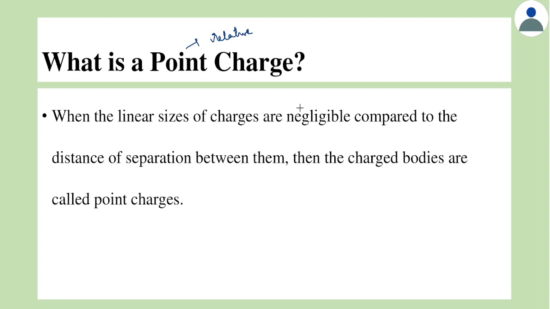So to define it, we say whenever the linear sizes, this could mean, for example, think of a sphere, it could be its diameter. Think of a rod, it could be its length. So whenever the linear sizes of charges are negligible compared to the distance of separation between them, then the charged bodies are called point charges.